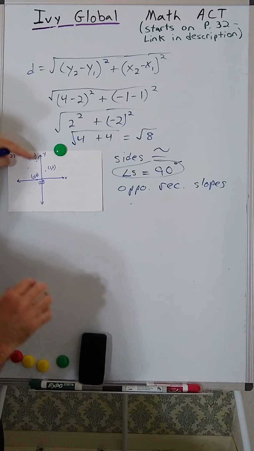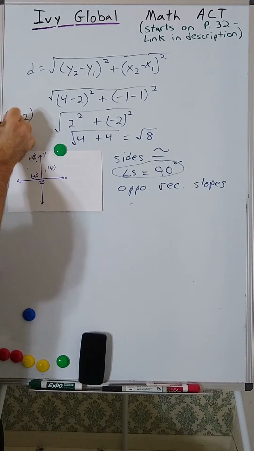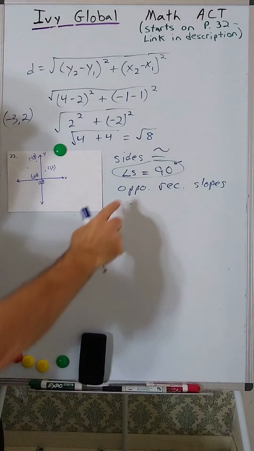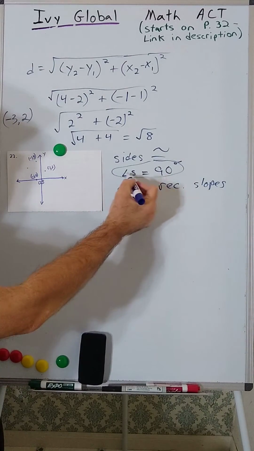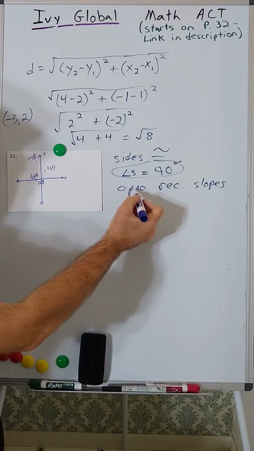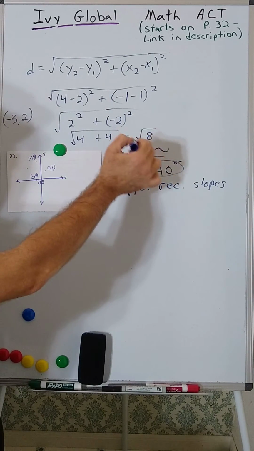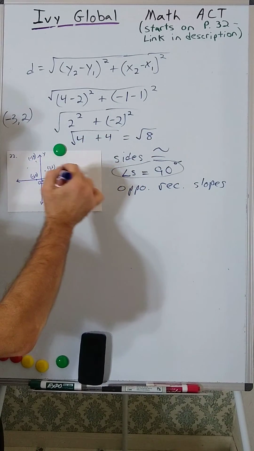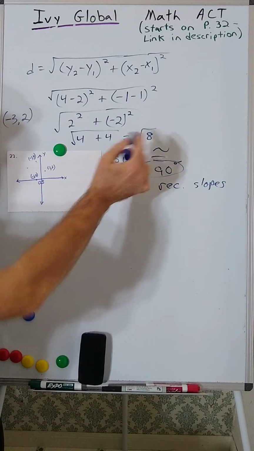Okay, so now we're checking this side. Again, we're using negative 3, 2, and this is what you do with each of those choices. Remember, you're verifying: are the sides perpendicular? Do they have opposite reciprocal slopes? And do the sides all have the same measure? Is the distance from one vertex to the next vertex always the same value?